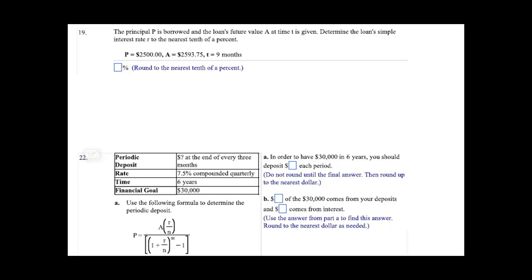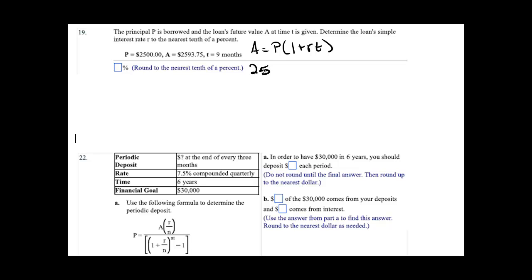All right, for number 19, the principal P is borrowed and the loan's future value A is given at time T. Determine the loan's simple interest rate R to the nearest tenth of a percent. Well, first we need the future value for simple interest formula, which is on your midterm formula sheet. And that is A equals P onto 1 plus RT.